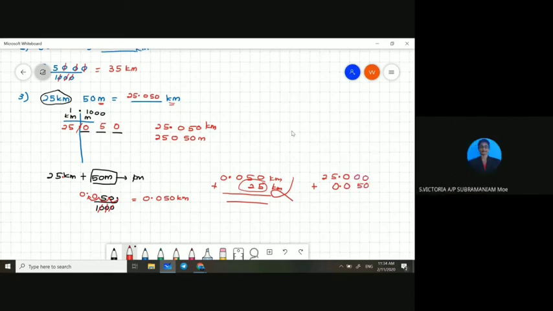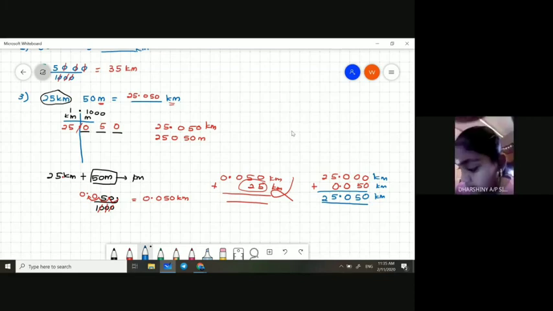Now you see the numbers. If there is no number, you just replace it with 0, and then you add 0, 5, 0 and 25. So you will get 25.050 kilometers. If you want, you can say without the last zero, 25.05 kilometer is also correct.